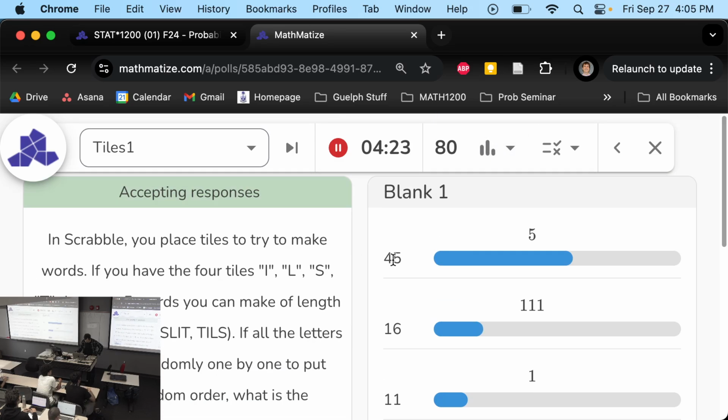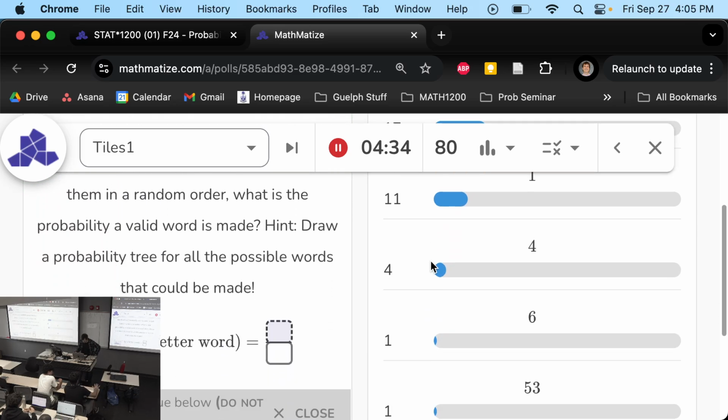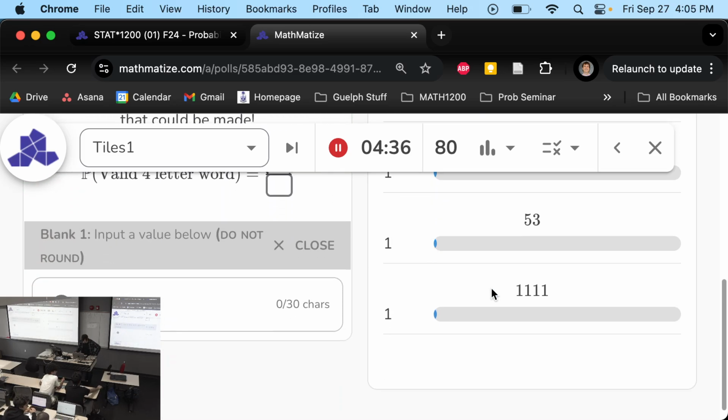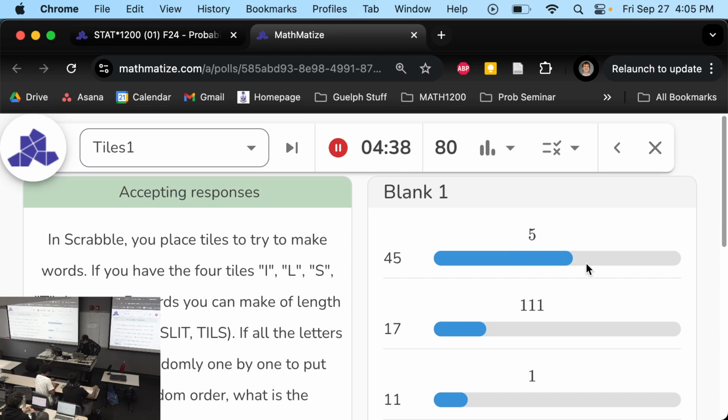Okay, on the top, people said 5 or 111. Just over half the people said 5. 5 is the right answer. If you said 5, it's 5. 53. Okay. I don't know how you get 53, but maybe it's possible. Okay, 5 is the right answer for the top.